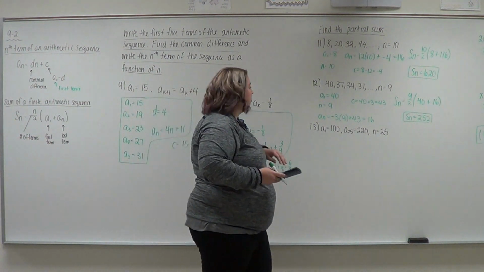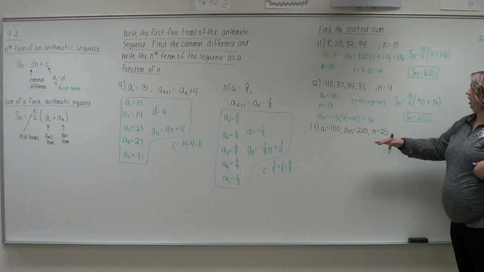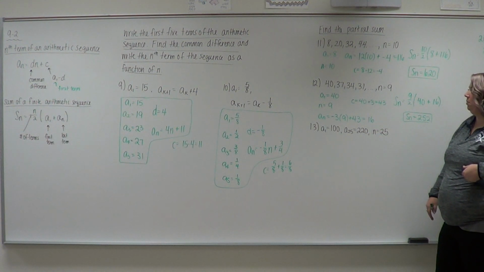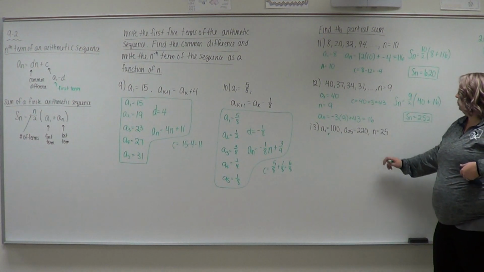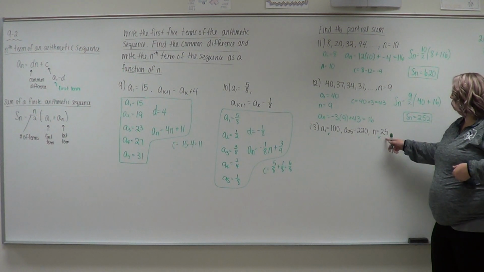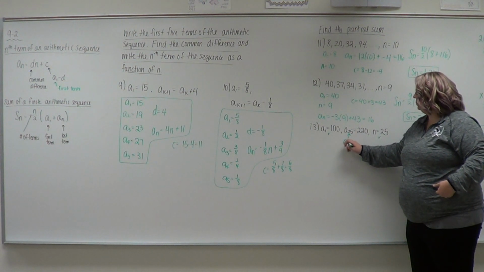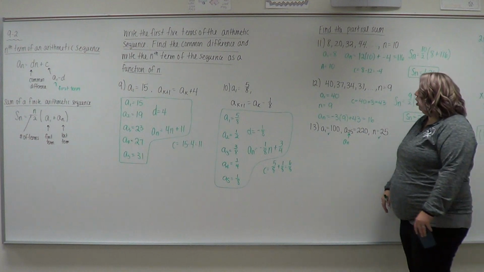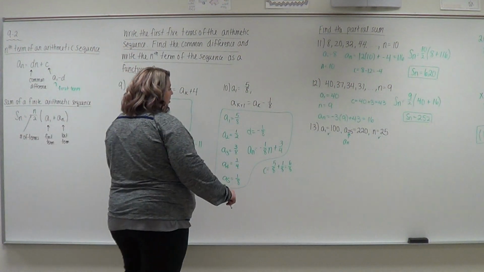Okay, next one. I'm given A1, I'm given A25, and I'm given N. Well, I need my first term. Okay, done, that's taken care of. I know N is 25. Now I know this is my last term, because if I'm trying to find 25, this is my 25th term, that means this is my last term. I don't have to find anything like we did on those first two. All I'm doing is taking what I have, and it's ready to plug into this formula.